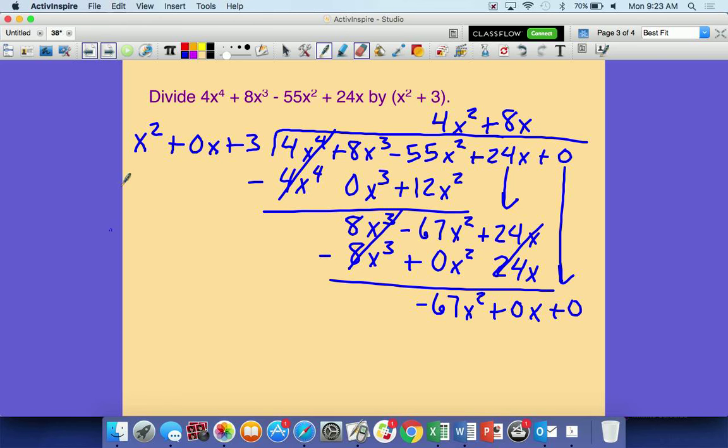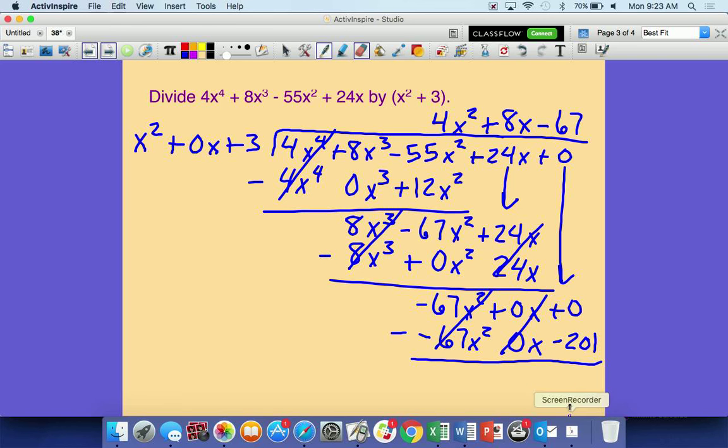How many times does x squared go into negative 67 x squared? That's a negative 67 times. Negative 67 times x squared is negative 67x squared. Negative 67 times 0 is 0x. Negative 67 times 3 is negative 201. Alright, then we gotta subtract these. Negative 67 plus 67, that goes away. 0 minus 0, that goes away. 0 minus negative 201 is a positive 201.